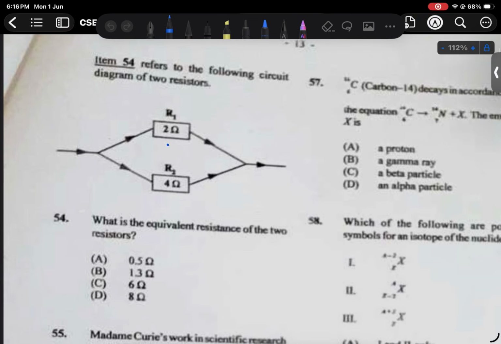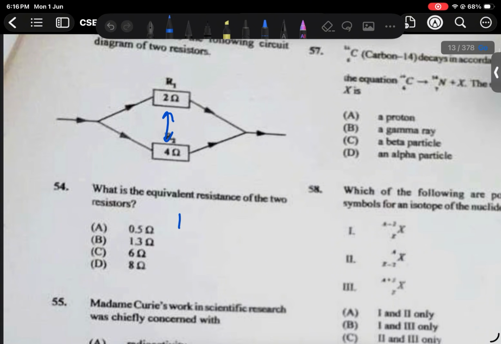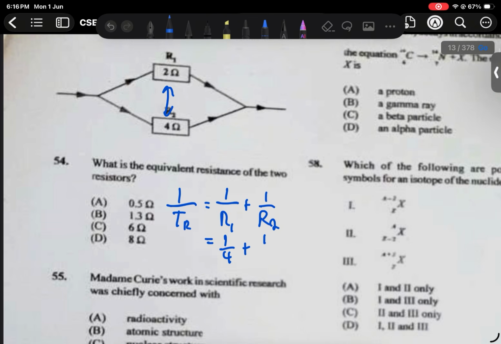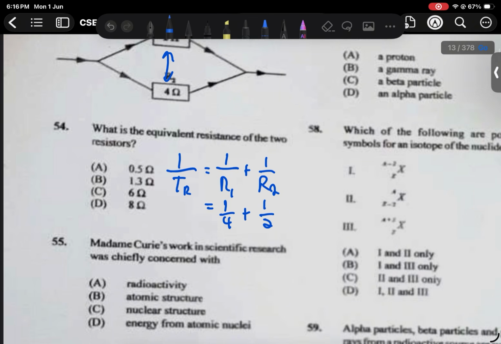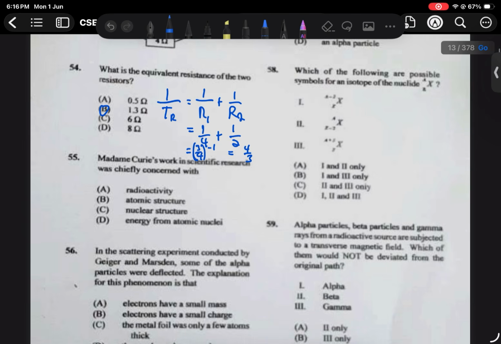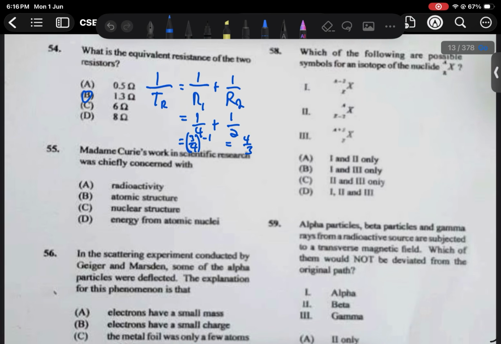So we know these are connected in parallel, and in order to find resistance in parallel, the total resistance is equal to 1 over resistance 1 plus 1 over resistance 2, which is equal to 1 over 4 plus 1 over 2. And then once we do that, we'd get 3 over 4, and it's the reciprocal of this, which would give us 4 over 3, which is equivalent to 1.3 approximately.